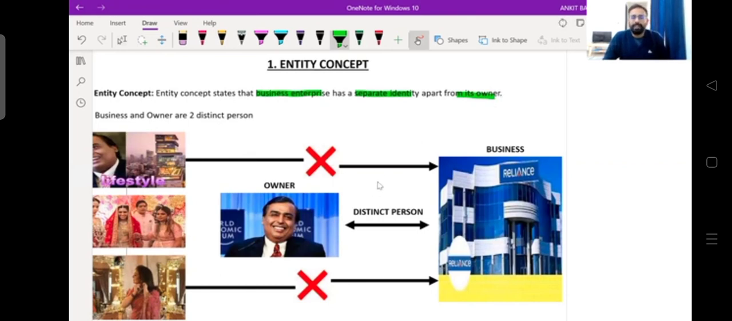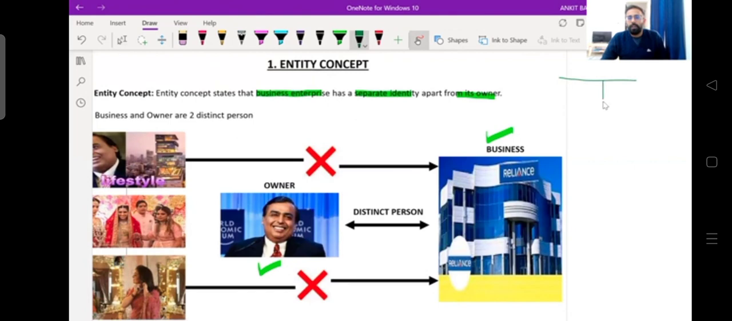If I take the example of Reliance Limited, who is the owner of Reliance Limited? Definitely you will say Mukesh Ambani is the owner. Now here the entity concept says that Mukesh Ambani and Reliance Limited are two distinct persons. Why are they two distinct persons? Just because of the entity concept. This concept has been introduced here.